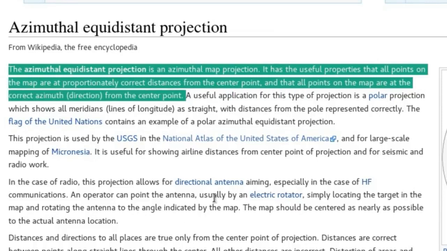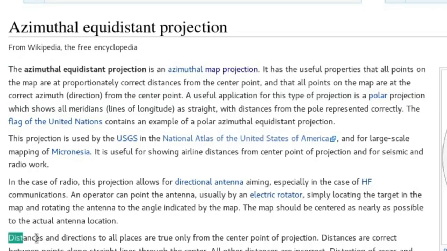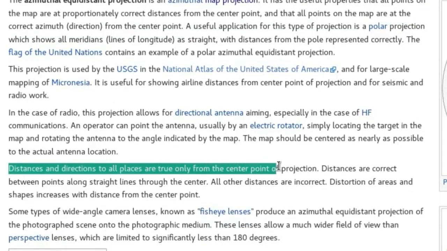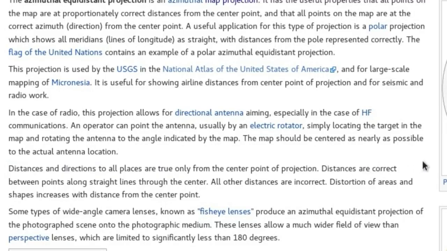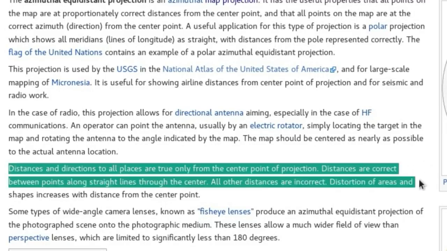The azimuthal equidistant projection is an azimuthal map projection. It has the useful properties that all points on the map are at proportionately correct distance from the center point, and that all points on the map are at the correct azimuth or direction from the center point. And down below here we have some more explanation about distances and directions to all places are true only from the center points of projection.